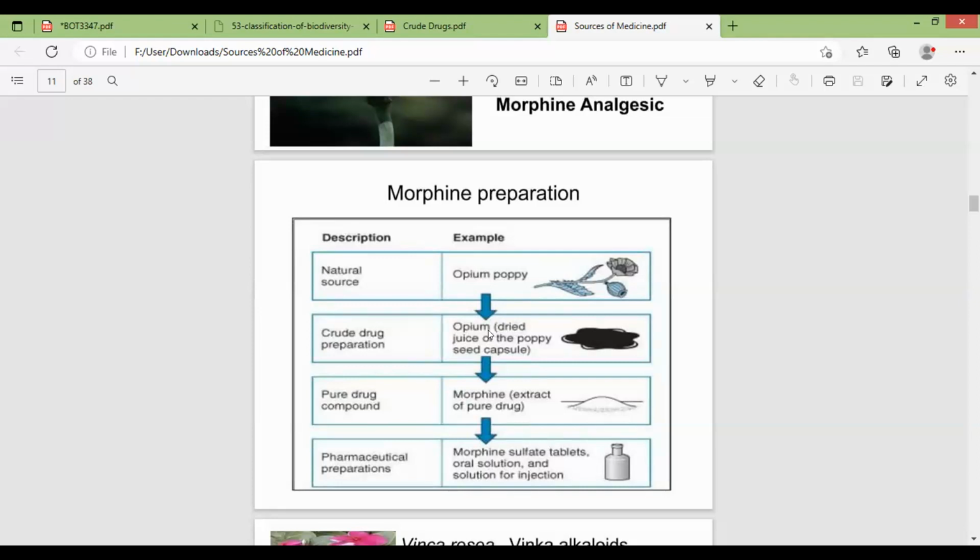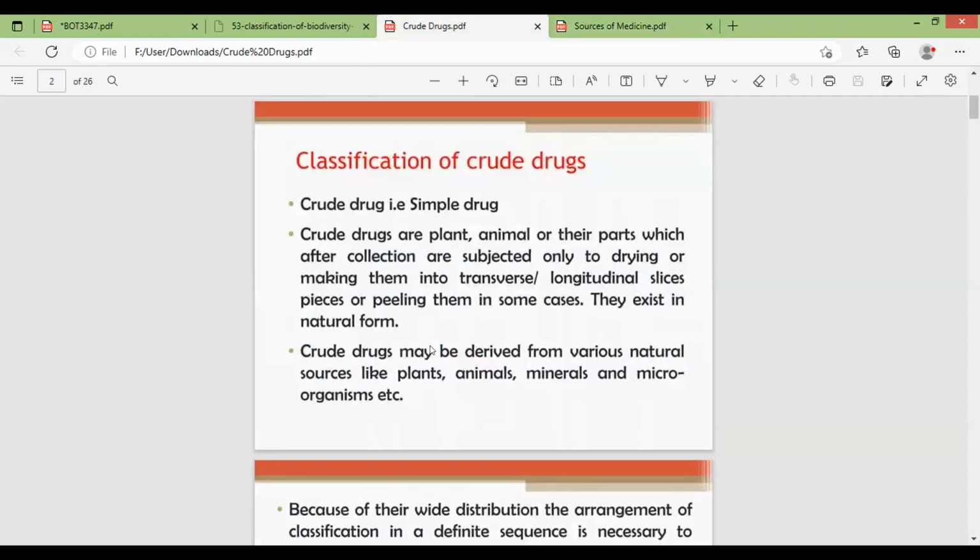So just think of your crude drug as it's there in its natural form, right? You haven't really extracted the active ingredient, in this case, morphine. If it was a cinchona species, I haven't extracted quinine. I still have a mixture of whatever is there in the bark. So a crude drug, we already defined that.